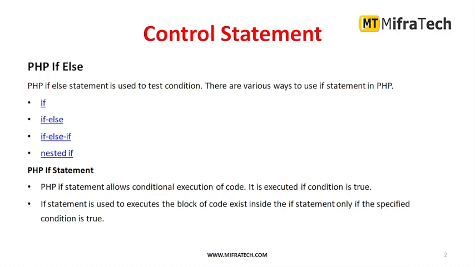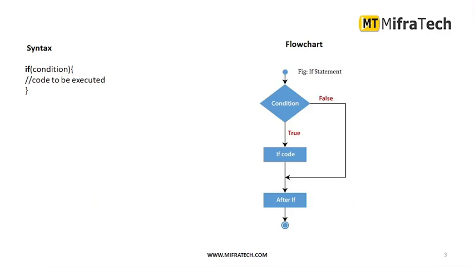The PHP if statement allows conditional execution of code. It is executed if the condition is true. The if statement is used to execute the block of code inside the if statement only if the specified condition is true. We can see the syntax, and you can understand easily. By definition, it executes if the condition is true. If the statement is true, the code is executed. It is the simple if statement.